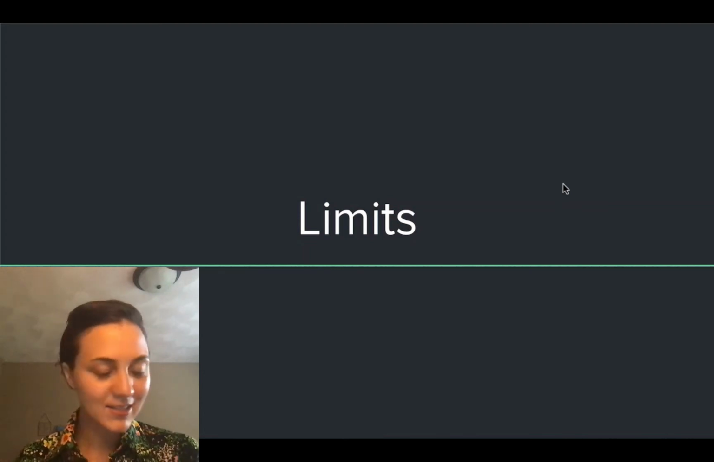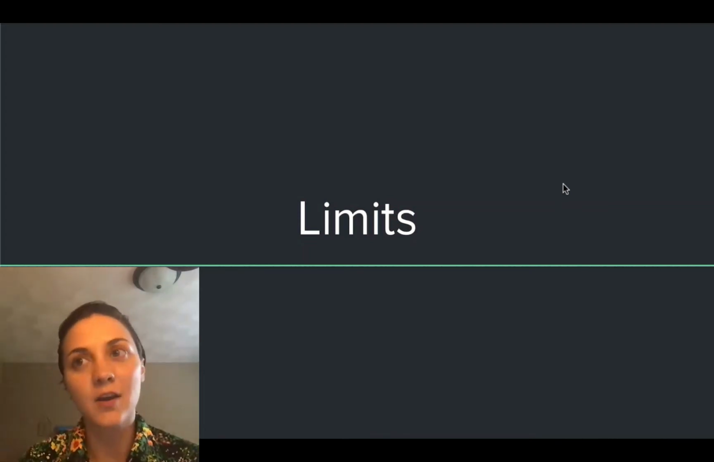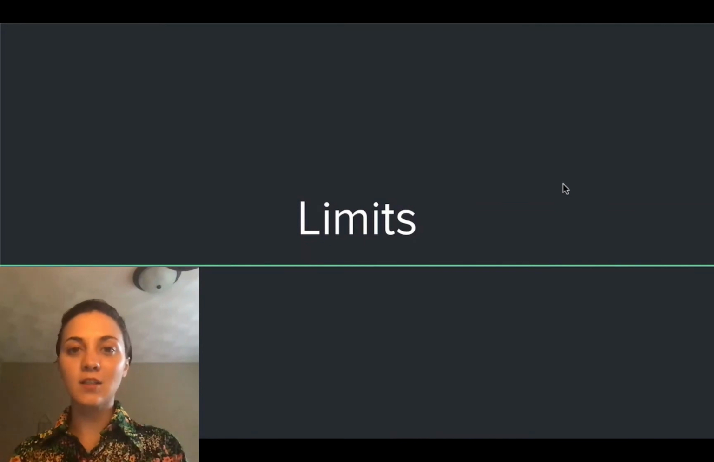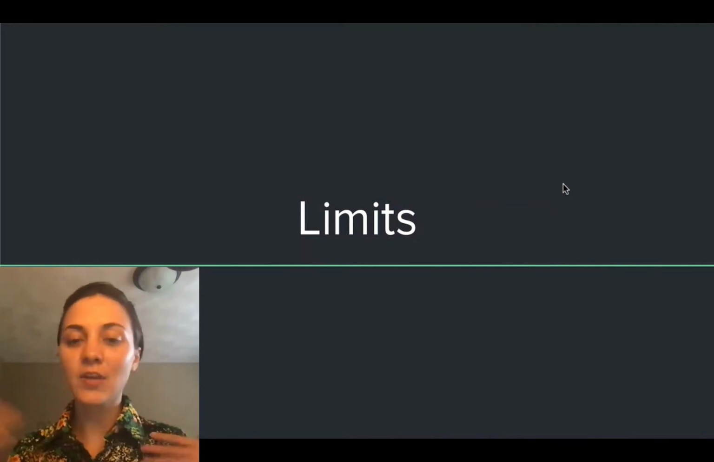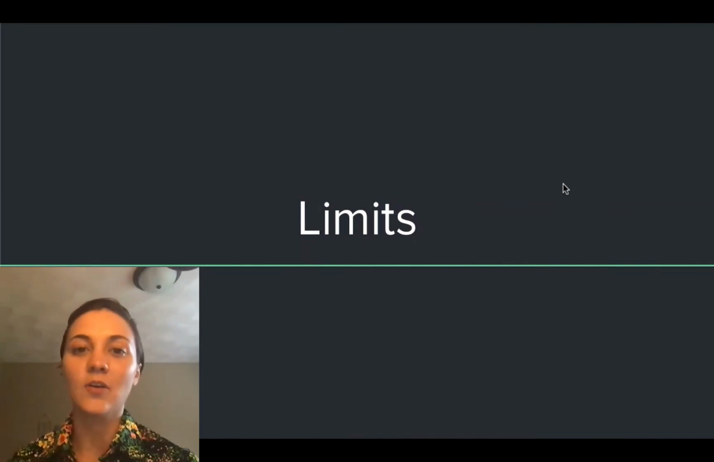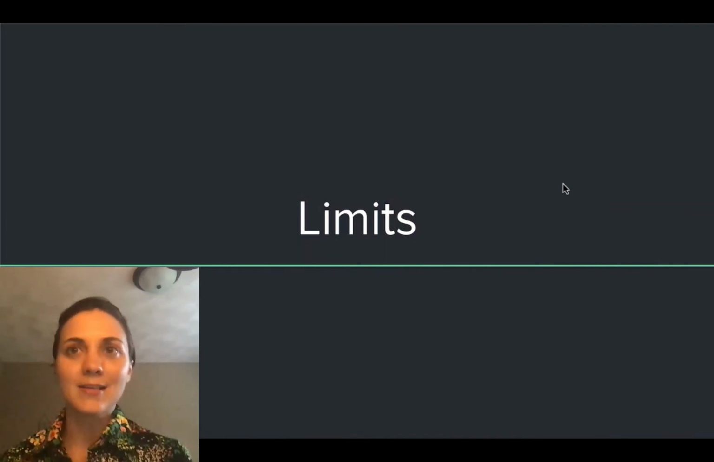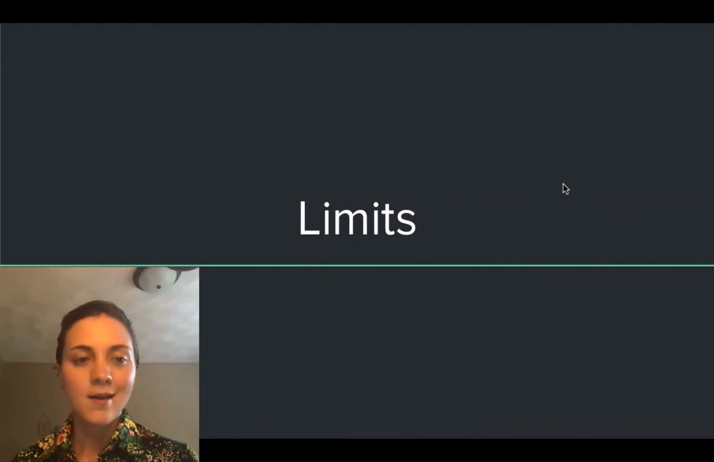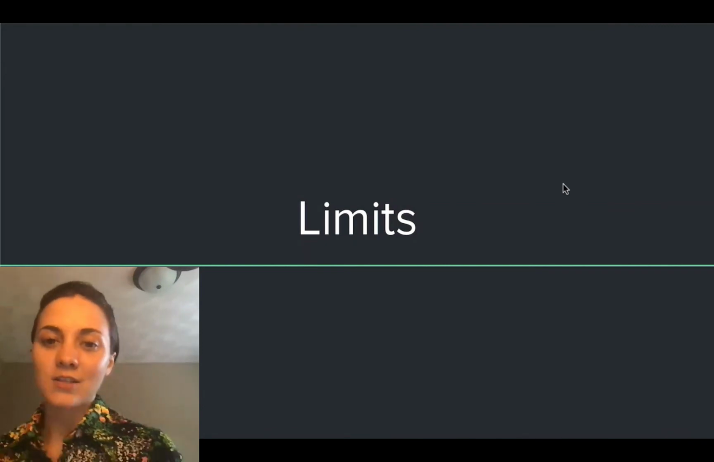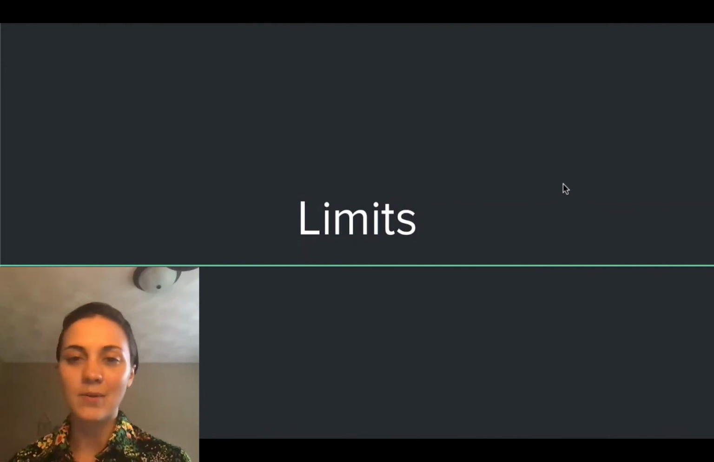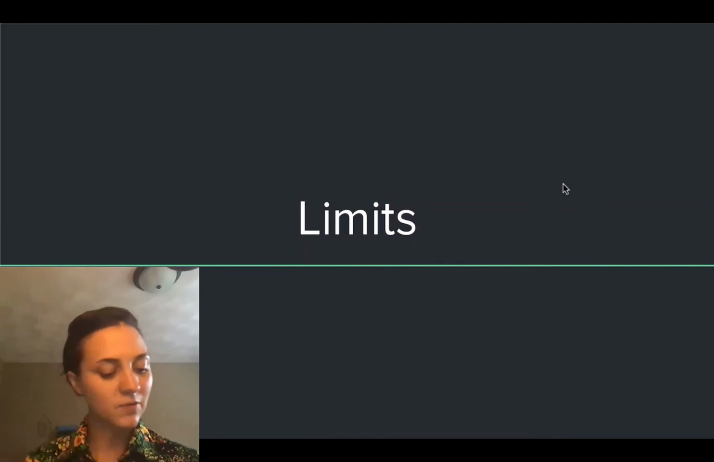Hello, calculus students. So today we are beginning our first unit learning about topics in calculus, and the first unit in calculus is called limits. Limit is a word that you may have heard before in just the regular English language, but it is also a big topic in calculus. So that's our first unit.